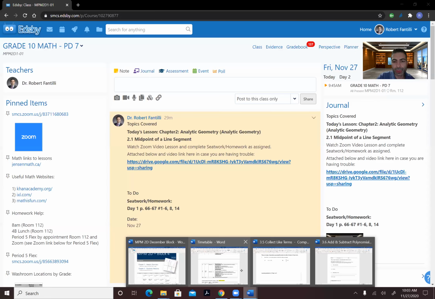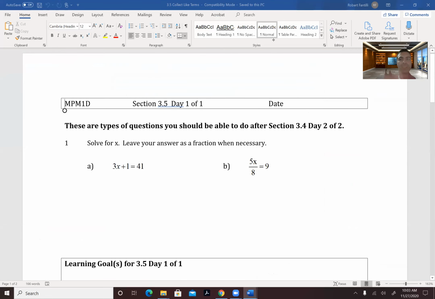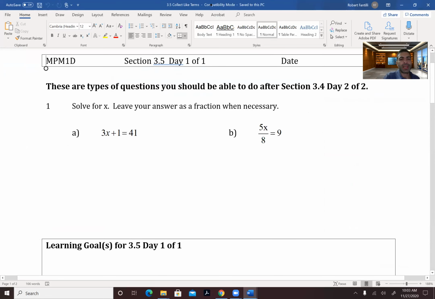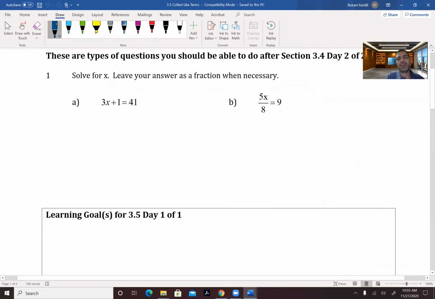All right. So let me just share my screen with you. Share screen. Here we go. And I will start with 3.5, collecting like terms. So this is what we did last day. 3x plus 1 equals 41. We're solving for x. Another way of asking you to find the value for that variable x is to say find the root of the equation.